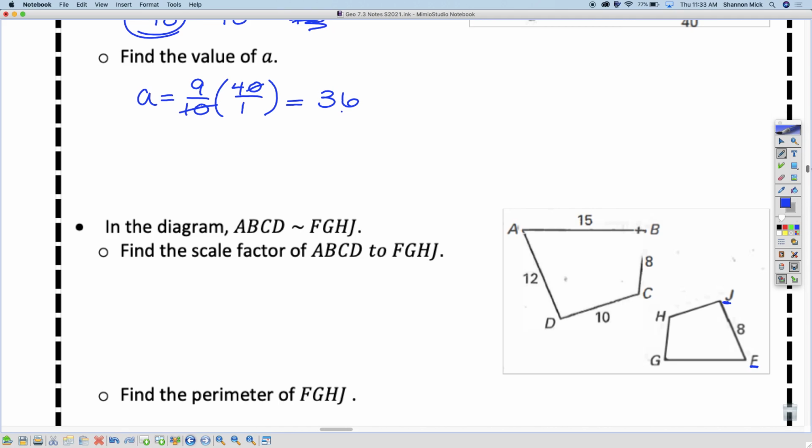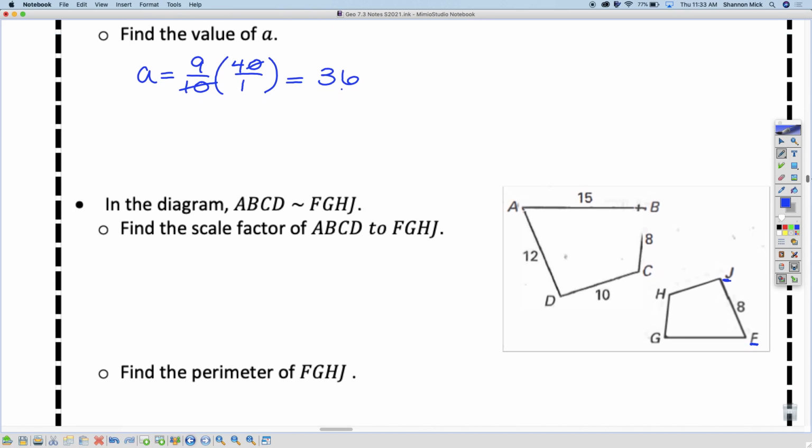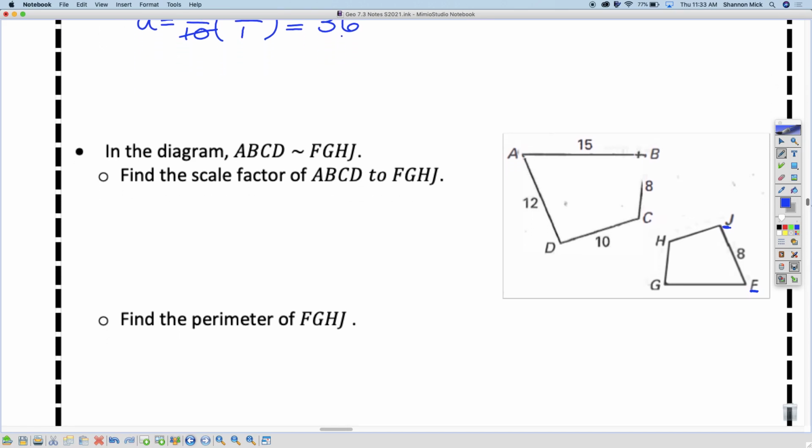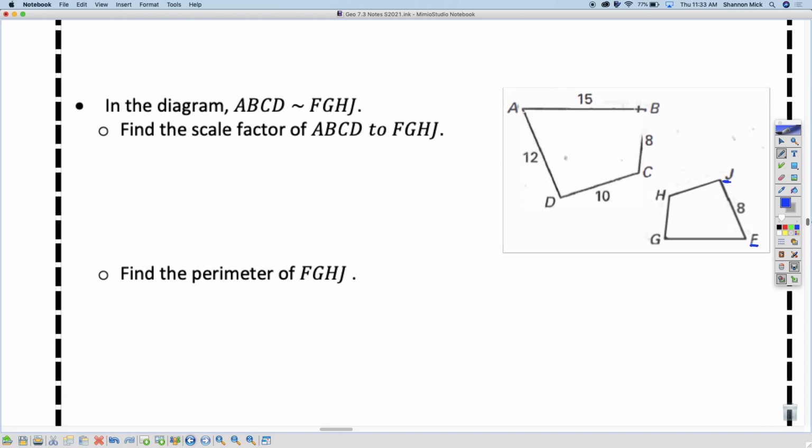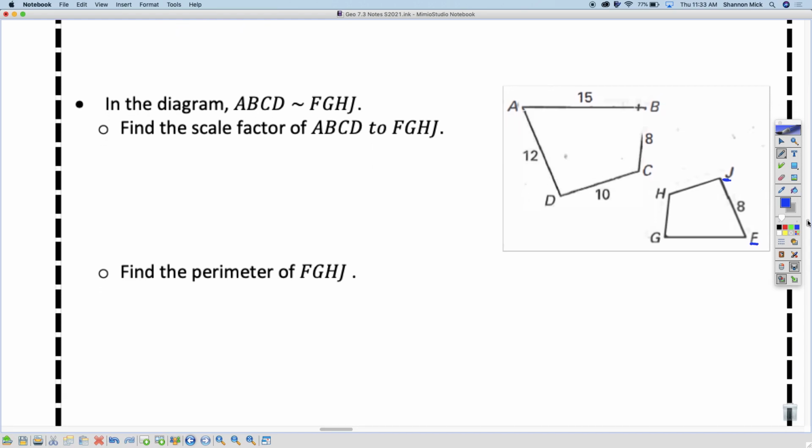The scale factor, and if you want to try the perimeter, go for it. But do the scale factor on your own. Your picture is better than mine because I fixed your notes. I don't know what happened when it copied.